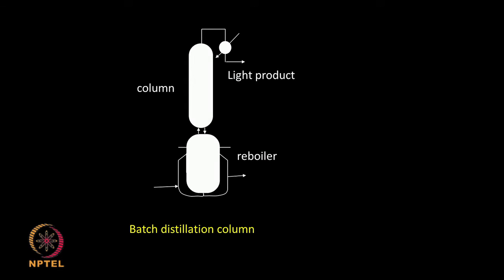You can have a batch distillation column. There could be a big boiler here, you put in your mixture to be separated, boil it, there is a column on top, and this will collect the lighter product, this will collect the heavier product. In the column the vapor will flow up, the liquid will flow down, so there is an intimate mixing between the vapor and the liquid. On the top you will collect light products, at the bottom you will collect heavy products. This is a batch distillation.